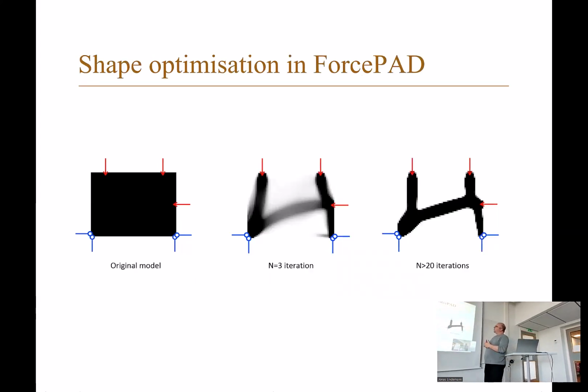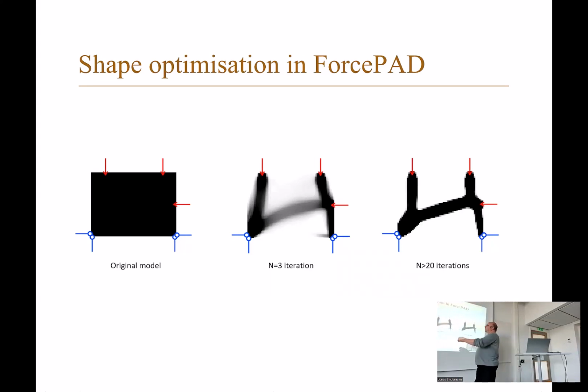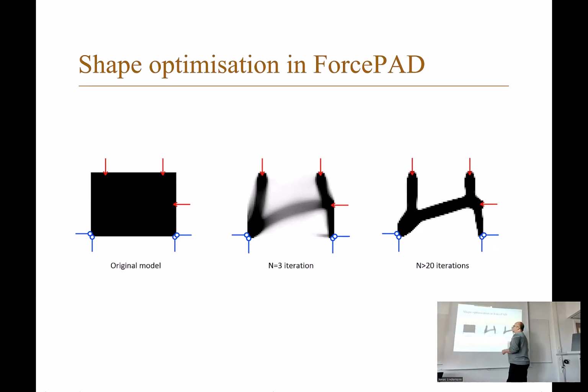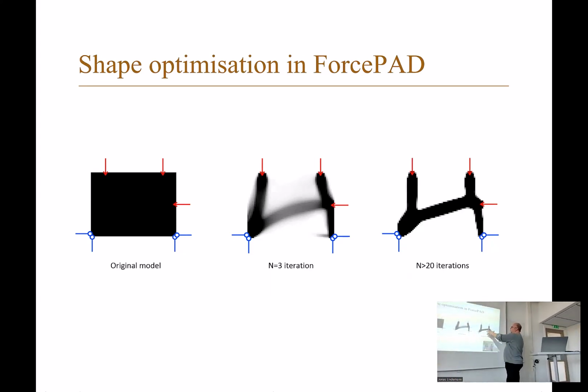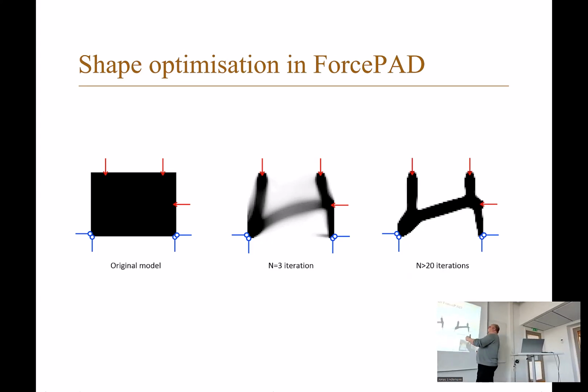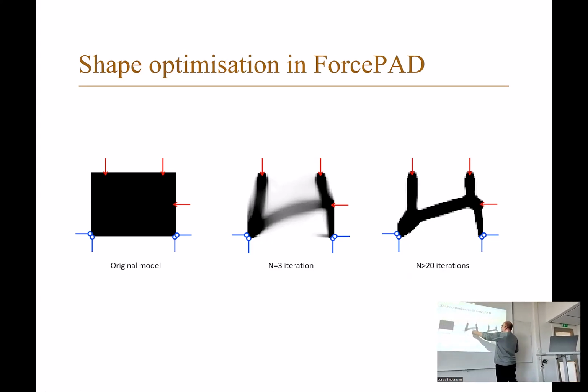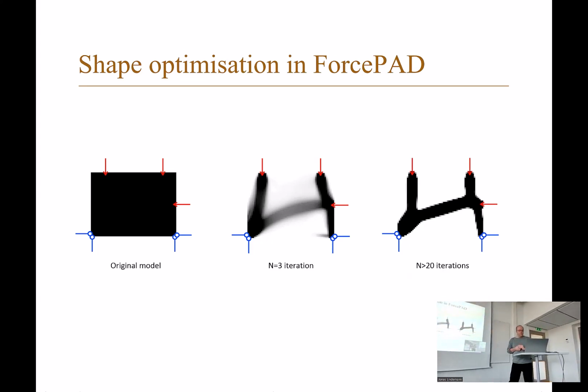ForcePad also has an optimization mode. So if you have a model you draw like this, it can actually calculate the optimal shape depending on that load case. And you can also set the constraints how much material it should use. In this case, I say I want to have 30% material, and it generates a model that contains 30% material from the original model.